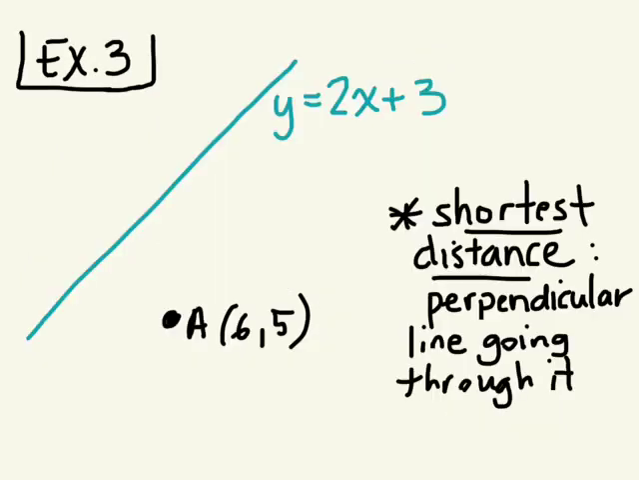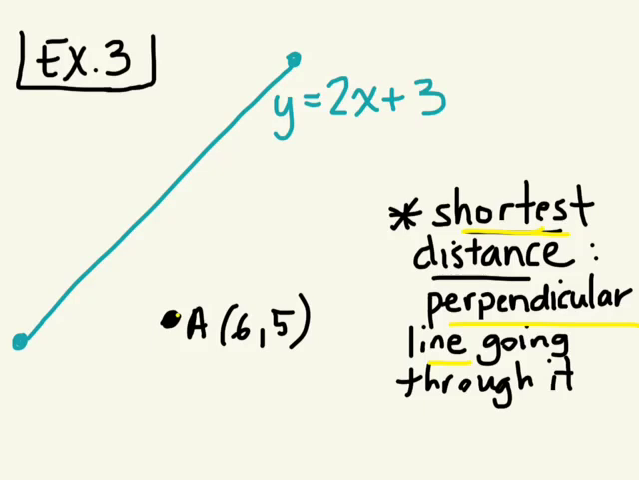In this question, you're given a coordinate, A, and you're given an equation of a line. They're asking you to find the shortest distance from point A to the line. So basically the distance from point A and the line, but the shortest distance. What's important to remember is that the shortest distance, I guess it's common sense, is a perpendicular line that goes through it.